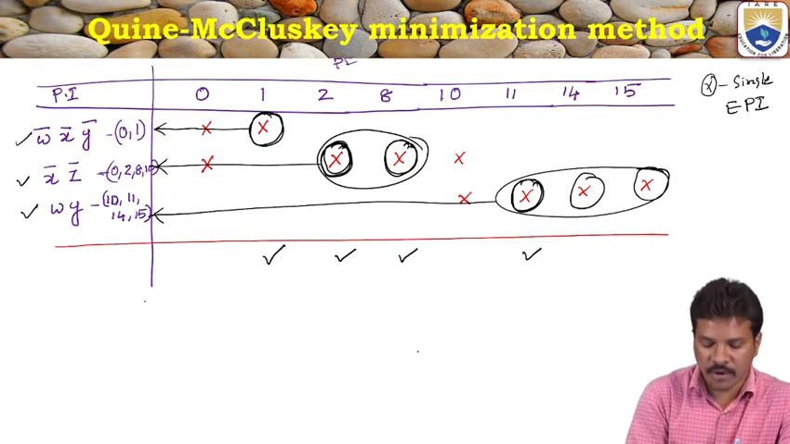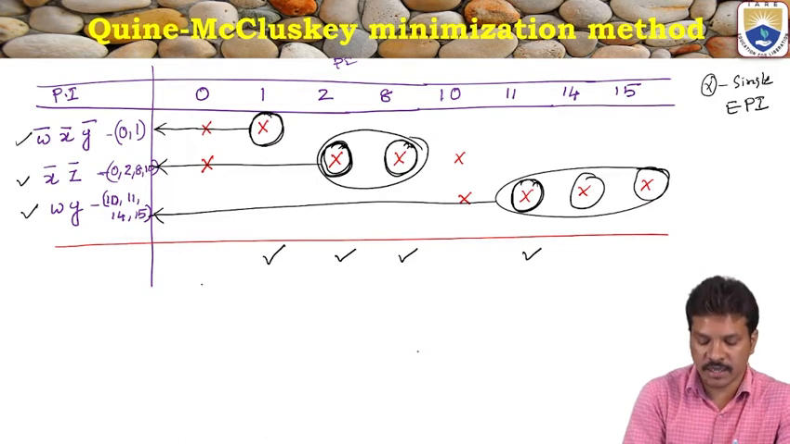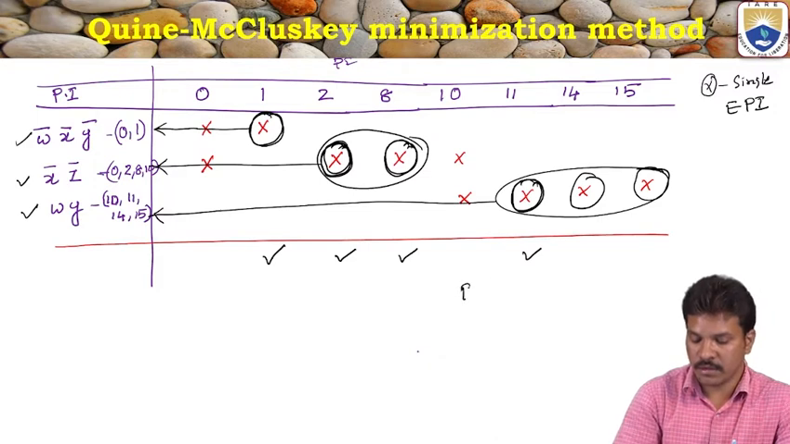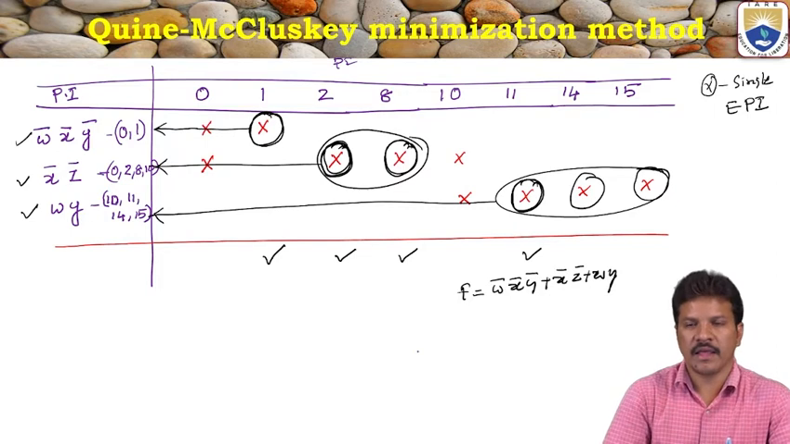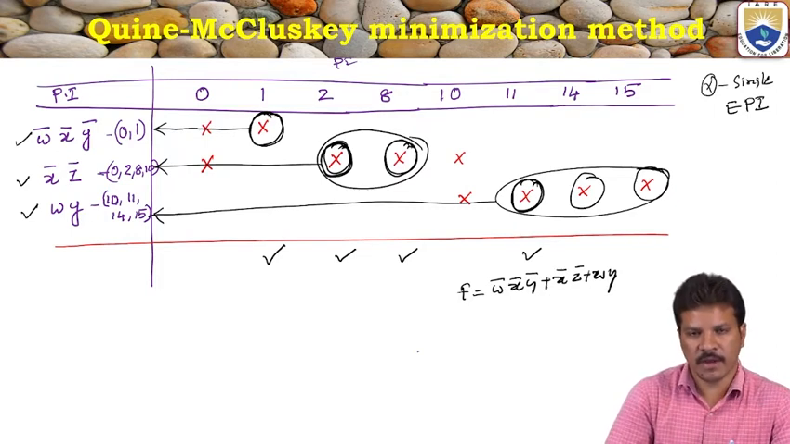So there is no further minimization. Whatever prime implicants existed in this exhaustive search will be the answer. So F is equal to W bar, X bar, Y bar plus X bar, Z bar plus W, Y. And we will see with the next example that further minimization also happens after the exhaustive search.